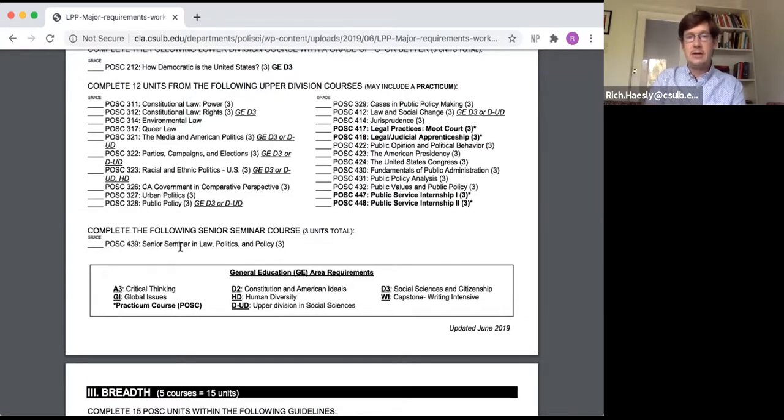To finish the concentration requirements, you will also take in your final semester that you're here. And so it does not matter for the fall semester, but just so you know, you'll be taking this Poli-Sci 439 course, the senior seminar in law, policy, and policy. We only have enough room to have students who are graduating that semester to take their senior seminar that semester. And so you won't be graduating at the end of the fall semester, therefore you won't be taking the senior seminar. But look forward to it.